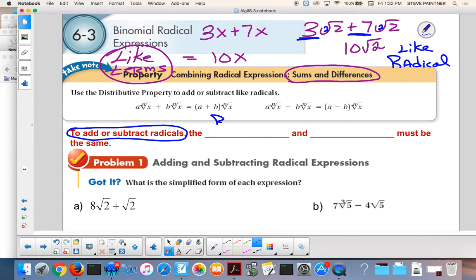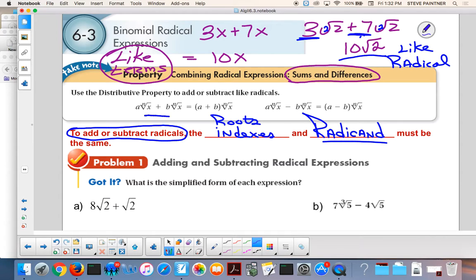It's the index, or we could put what? The roots. Okay. The number in the radical. Okay, the number in the radical, but there's a name for that. Radicand. There you go. The number inside the radical is called the radicand. So if the radicand is the same, and the roots or the index is the same, go ahead and add them. That's how easy it is. So you just take the coefficient 3 plus the coefficient 7, and you get the coefficient 10. Okay? All right, that's really all add and subtract is.